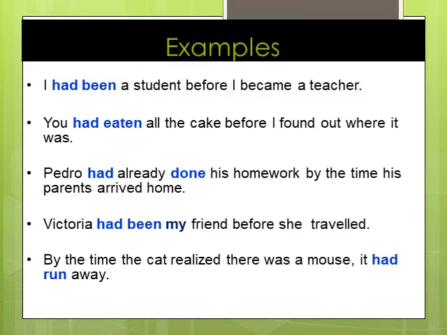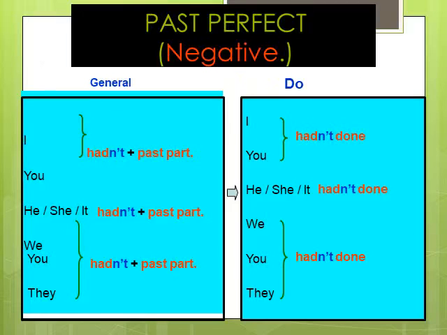Past perfect negative. To form a negative sentence using past perfect, we will change had into had not or hadn't in the short form. We will use hadn't with all the subjects plus the past participle of the verb. I, you, hadn't plus the past participle of the verb. He, she, it hadn't plus past participle of the verb. We, you, they hadn't plus the past participle of the verb.